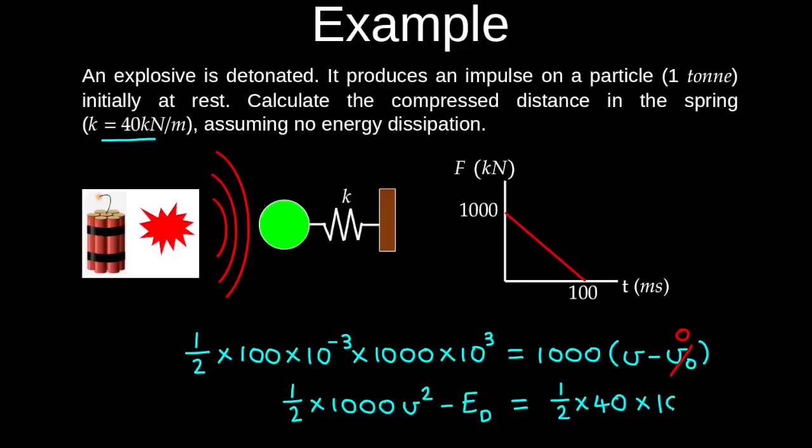So 40 kilonewtons per meter is the same as newtons per millimeter. And when this spring is compressed, the velocity of the mass will be 0, so the kinetic energy is 0. So since we assume no energy dissipation, we ignore this, and then substituting the velocity from the impulse momentum equation, you can find the compressed distance of the spring.